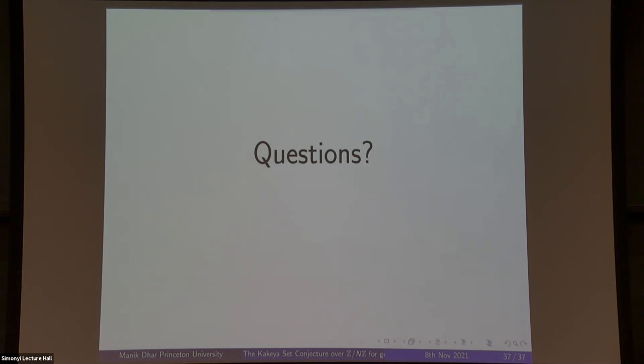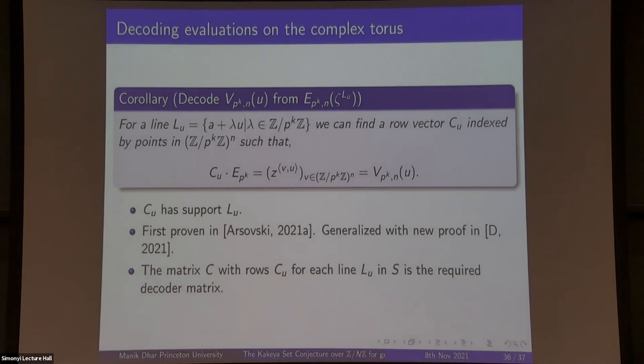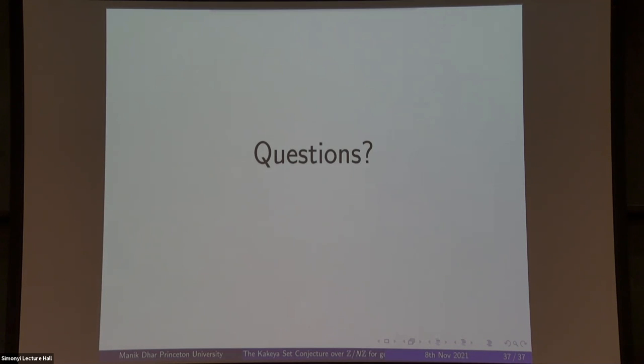Questions? Is this new paper online? Yes, it's from 10 days ago. What's the title? Kakeya Set conjecture for general line. I think it's the same as the presentation. Where is Arsovski? Where is this person? He's a postdoc in Europe, a number theorist in England. I can't remember, I think Sheffield. I'm not sure.